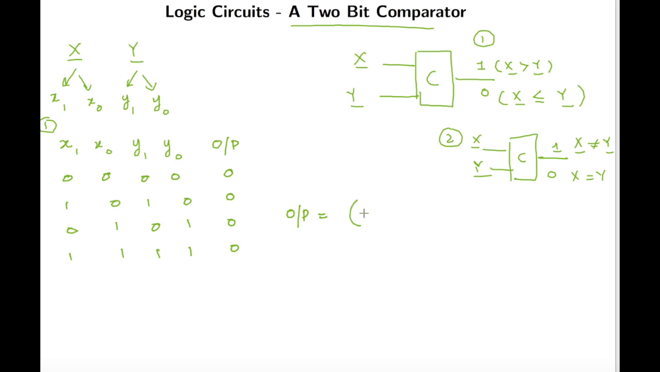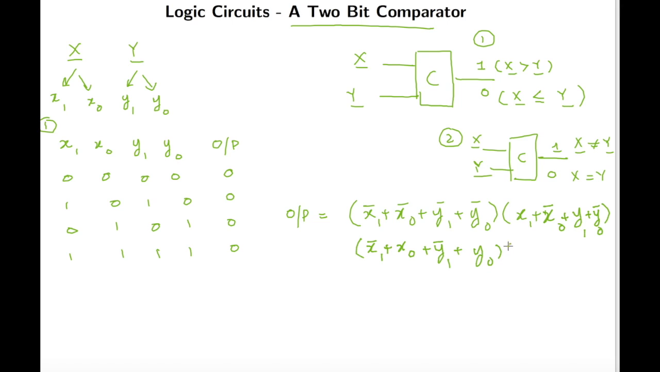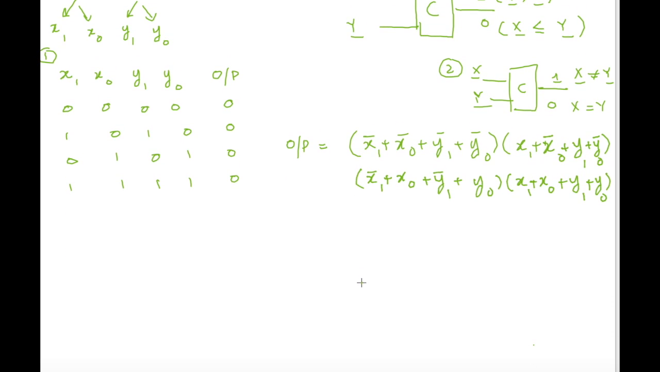This is equal to x1 bar plus x0 bar plus y1 bar plus y0 bar, times x1 plus x0 bar plus y1 plus y0 bar, times x1 bar plus x0 plus y1 bar plus y0, times x1 plus x0 plus y1 plus y0. Okay, so in this case my circuit looks like this.